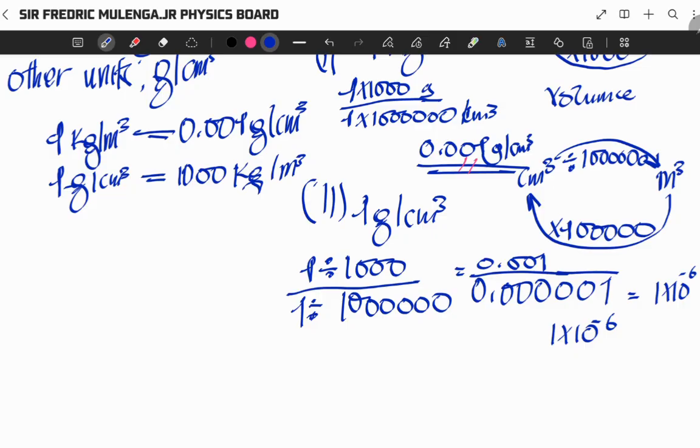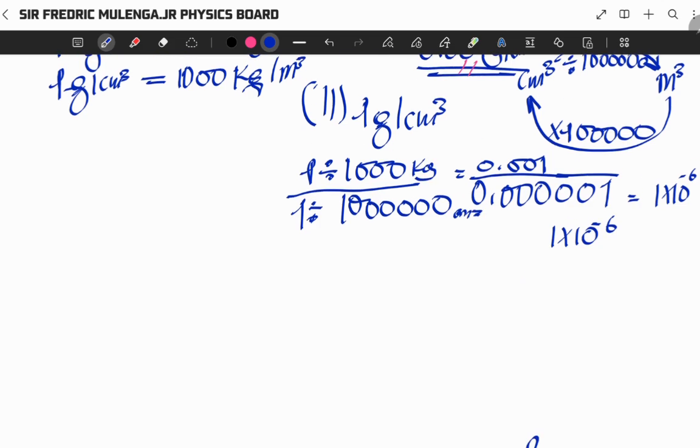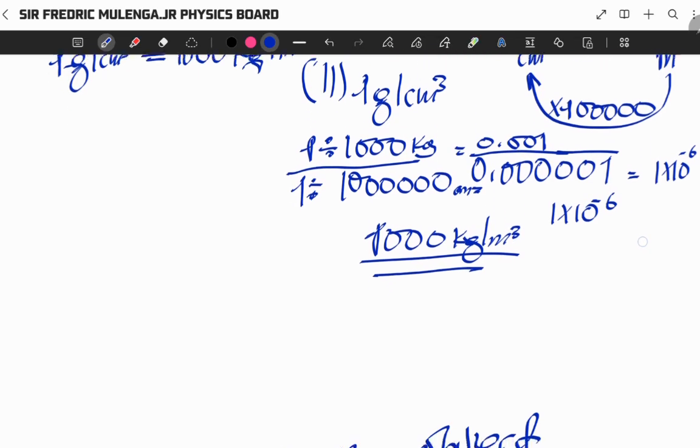Now when we divide this, what do we get? 0.001 divided by 0.000001. What does that give me? We are converting this one into kg, this one into meter cubic. This just gives me 1000 kg per meter cubic. So this is how these numbers came about.